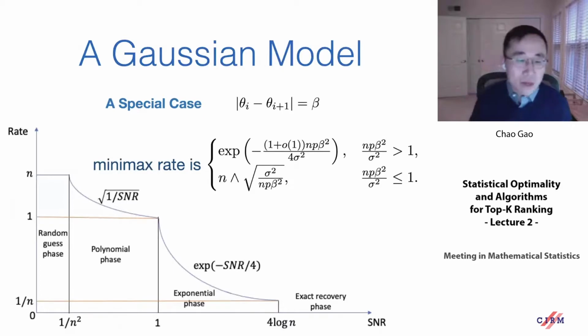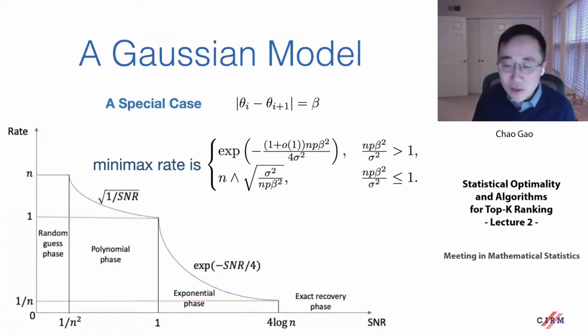And as the picture shows, in addition to the polynomial phase and exponential phase, you also have two other phases. This is the random guess phase and the exact recovery phase. So when the signal to noise ratio is so low, it is below the order of 1 over n squared, the rate of convergence is always n. This is the largest order that the loss function can take by the definition of Kendall's tau, and it can just be achieved by a random guess.